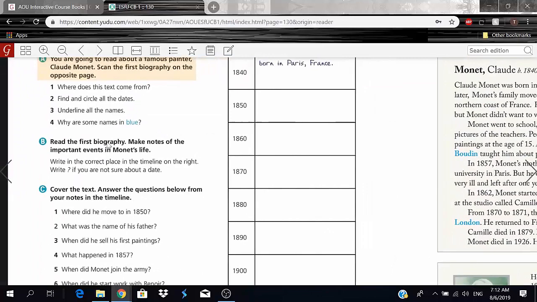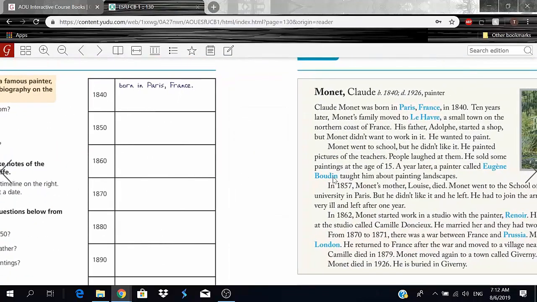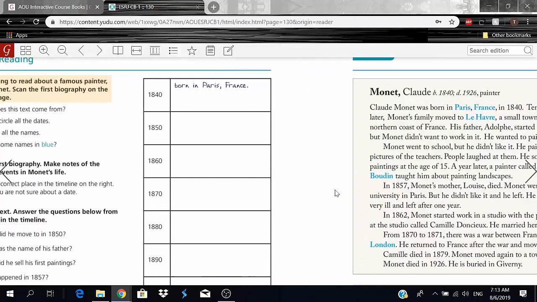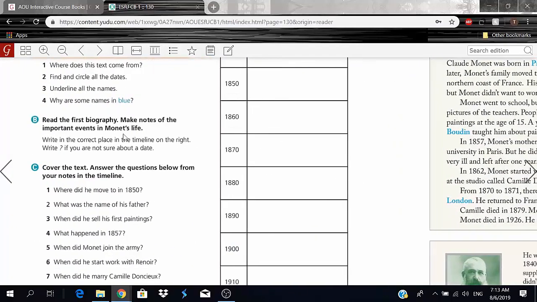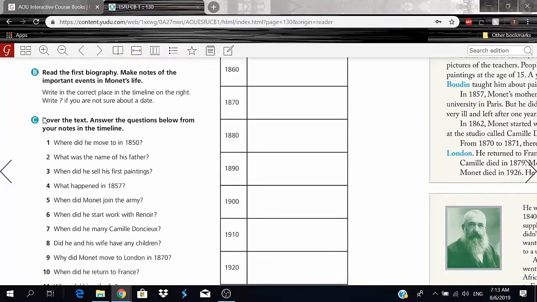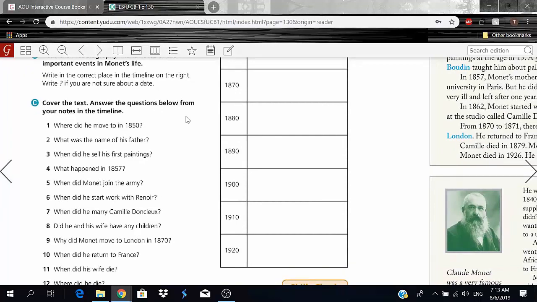Now, actually here we didn't complete number 4, so why are some names in blue in the first biography? And I think the reason for that is simply that some of these words are hyperlinked to extra information. Okay? So, reading the first biography, make notes of the important events in Monet's life, okay? And here we have exercise C. After covering the text, answer the questions below from your notes in the timeline. Okay, so take out your sticky notes now, folks. We're going to answer these questions here.